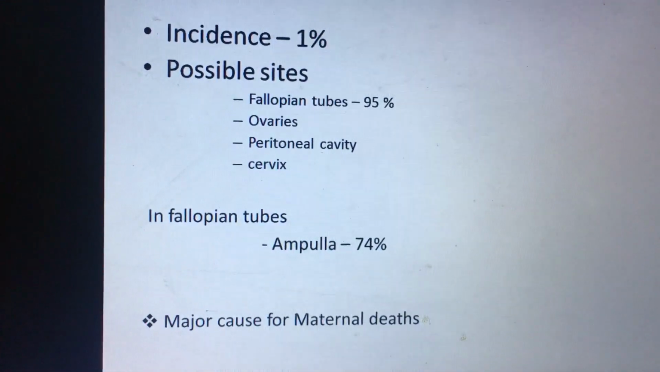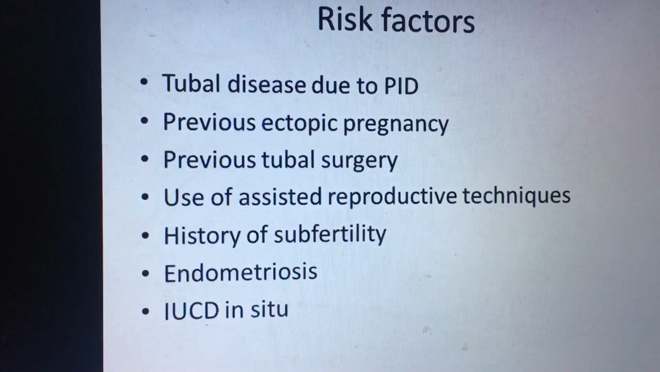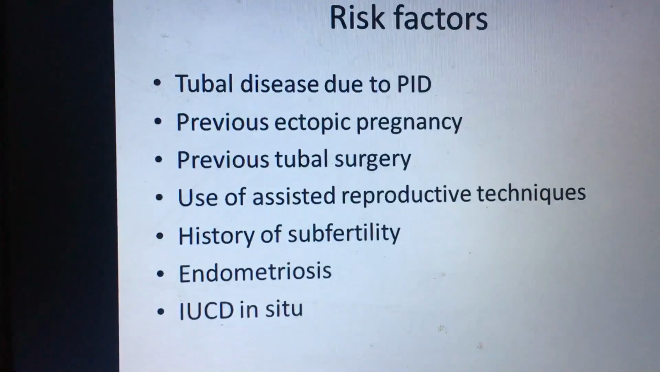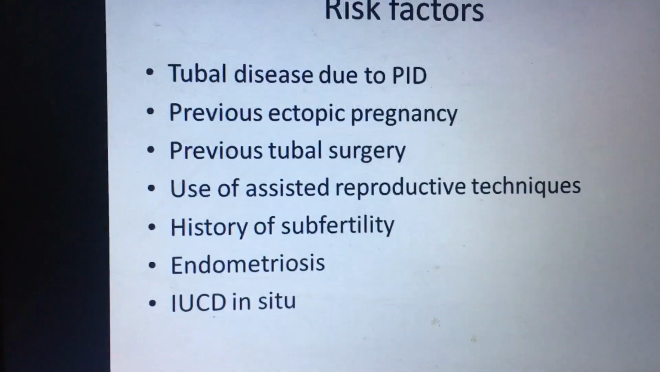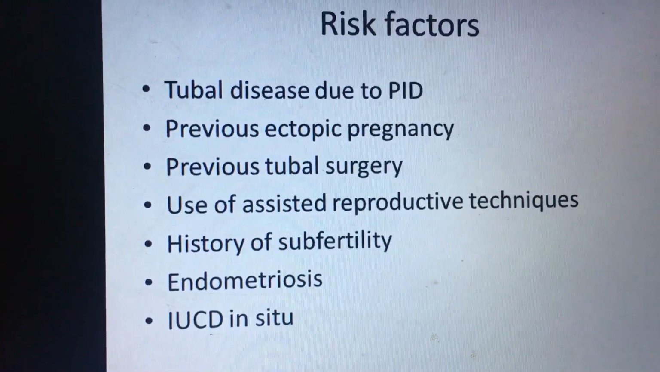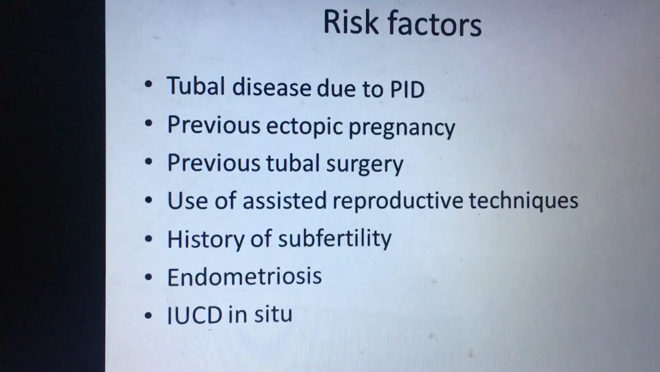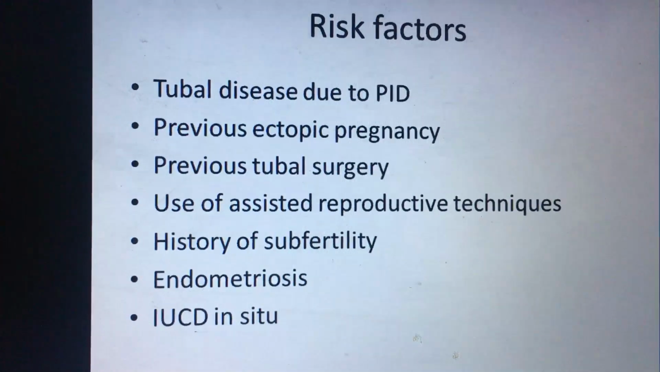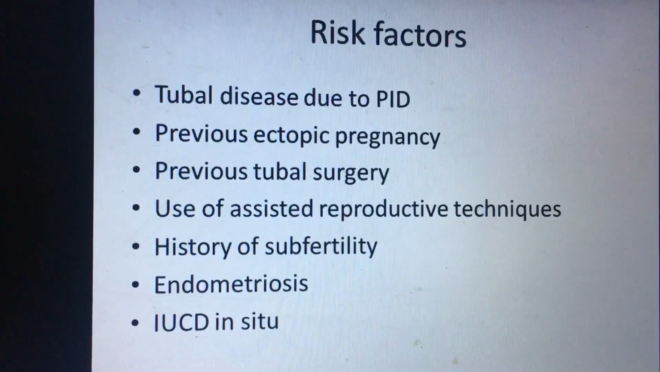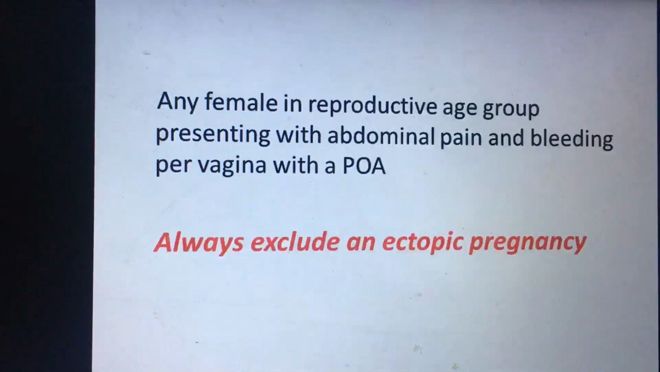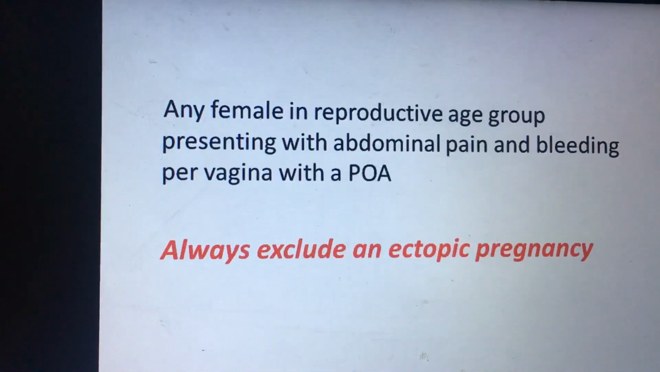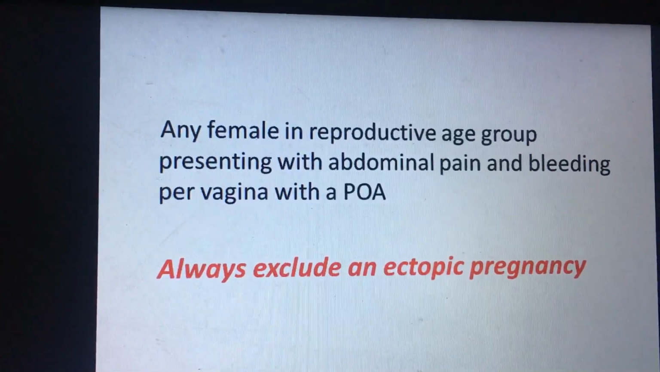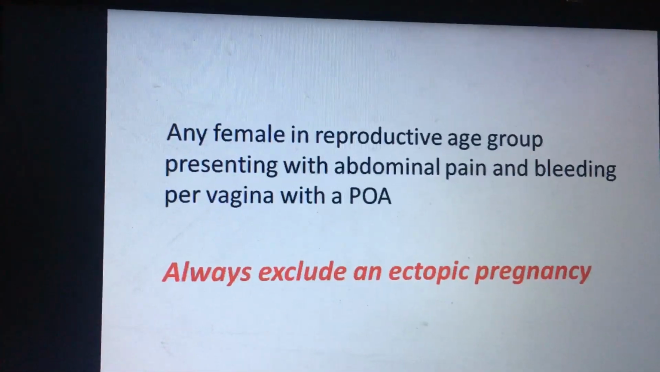It causes maternal death. There are a few risk factors for ectopic pregnancy, such as tubal diseases due to PID, pelvic inflammatory disease, previous ectopic pregnancy, previous tubal surgery, use of assisted reproductive techniques, history of subfertility, endometriosis, and intrauterine contraceptive devices in situ. Any female of reproductive age presenting with abdominal pain and bleeding per vagina with a period of amenorrhea should always exclude an ectopic pregnancy.